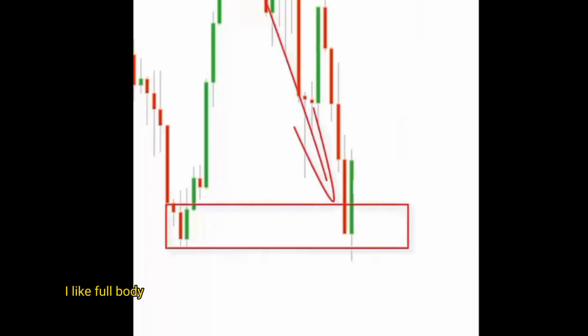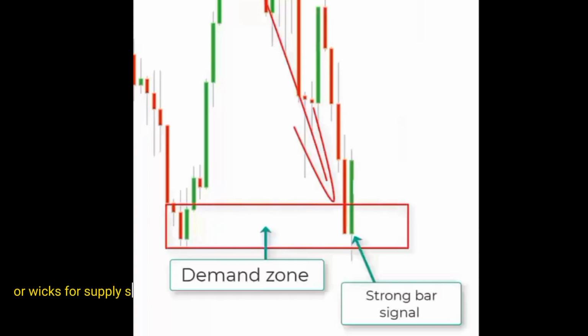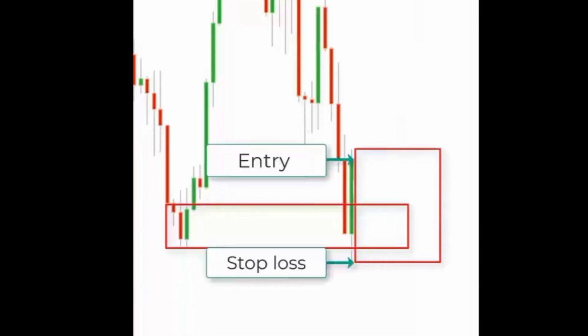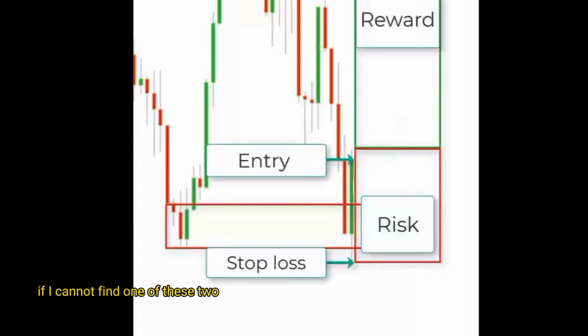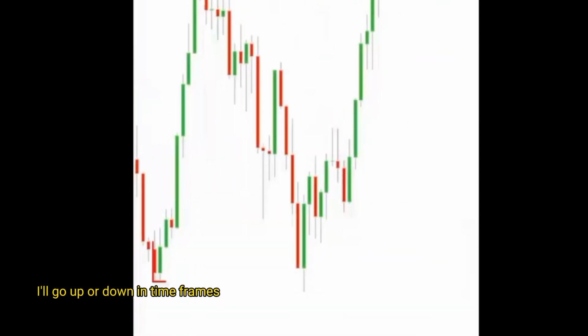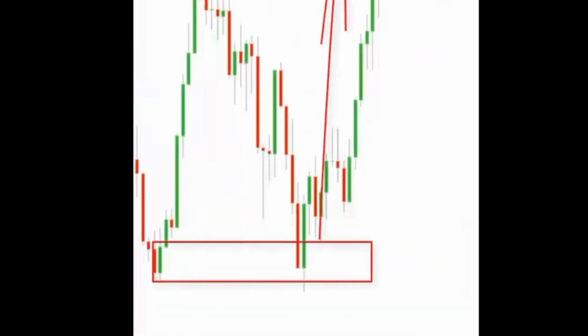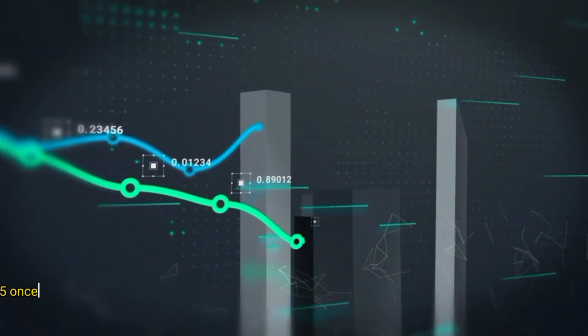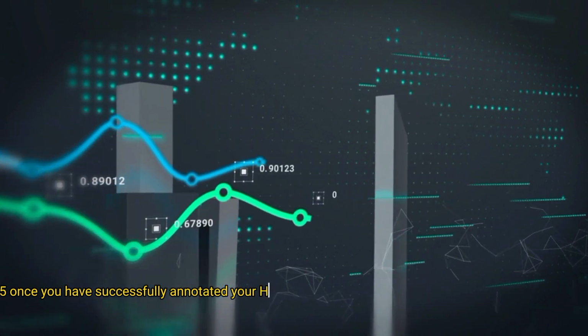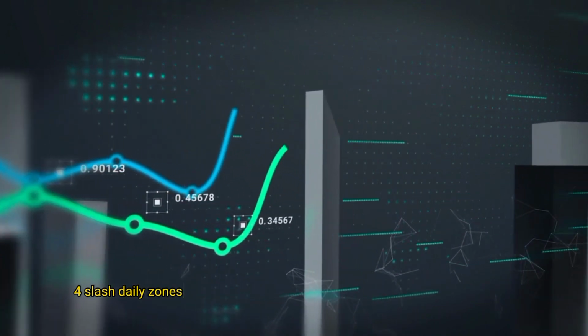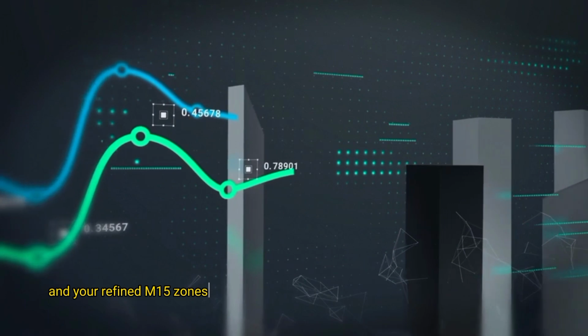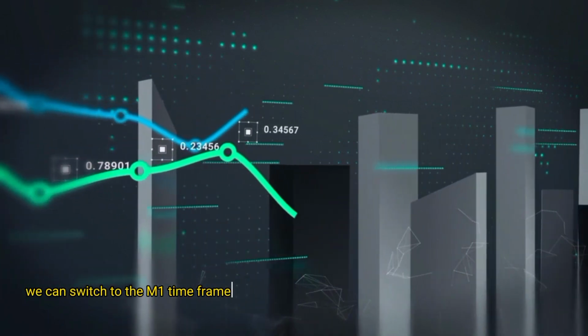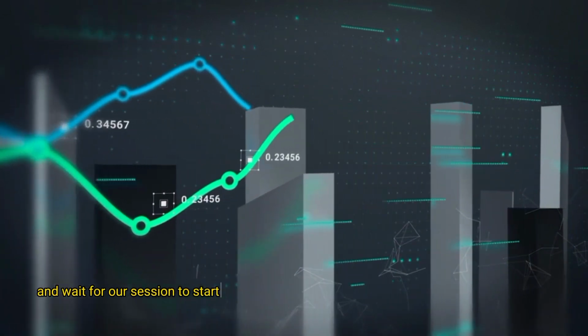I like full body candles, or wicks for supply/demand zones. If I cannot find one of these two, I'll go up or down in time frames to find the perfect fit. M1, M2, M3, M4, M5. Once you have successfully annotated your H4/daily zones, and your refined M15 zones, we can switch to the M1 timeframe and wait for our session to start.